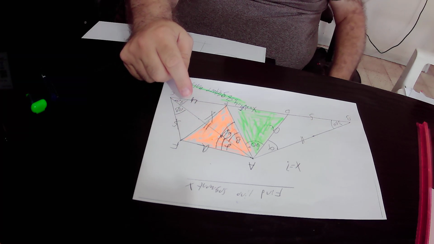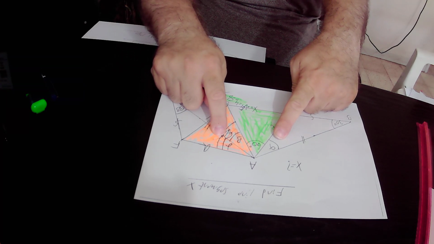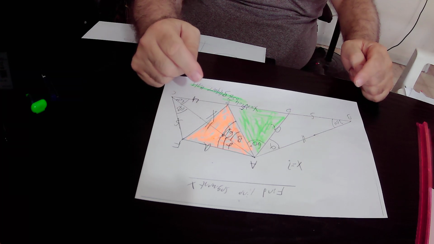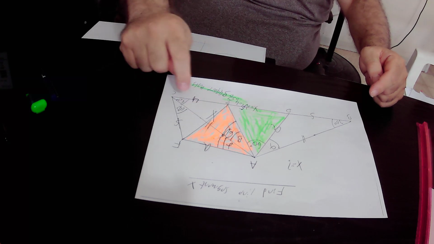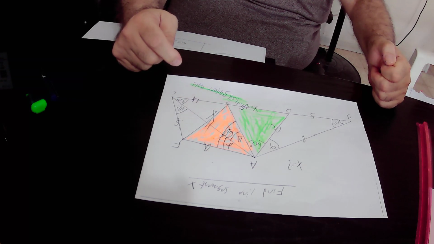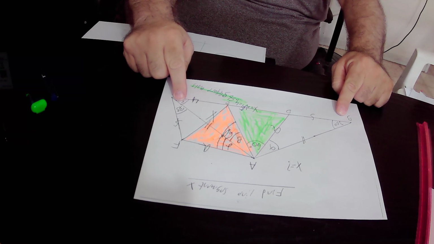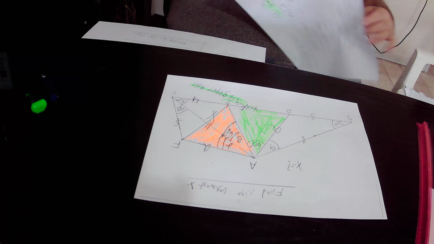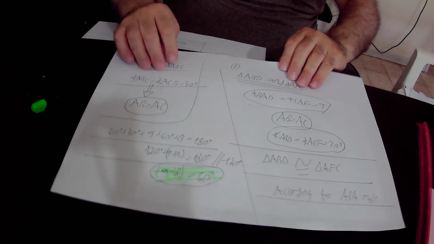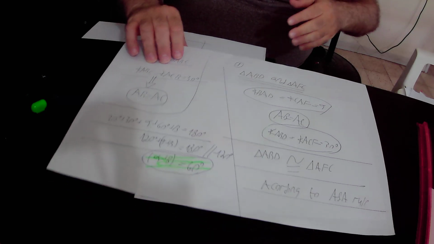First of all, those two angles, they are both equal to alpha, therefore they are equal to each other. In addition, we have side AB that is equal to side AC according to what we have already found out. And finally, those two angles, they are both equal to 30 degrees, therefore they are equal to each other. So we actually proved that triangle ABD is congruent to triangle AFC according to the angle side angle rule.